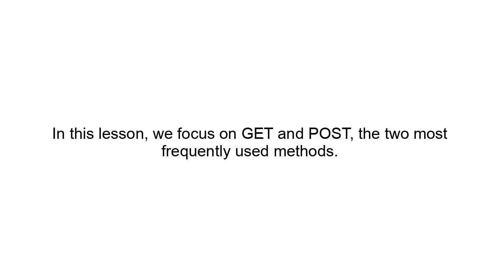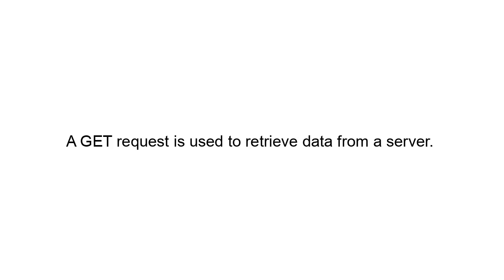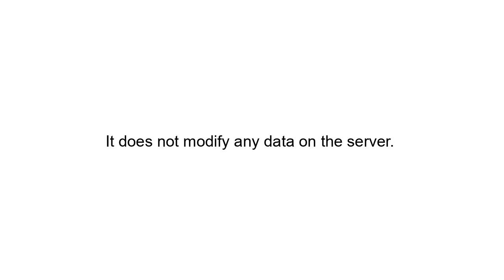What is a GET request? A GET request is used to retrieve data from a server. It does not modify any data on the server. Example: GET /users. This request asks the server to return a list of users.